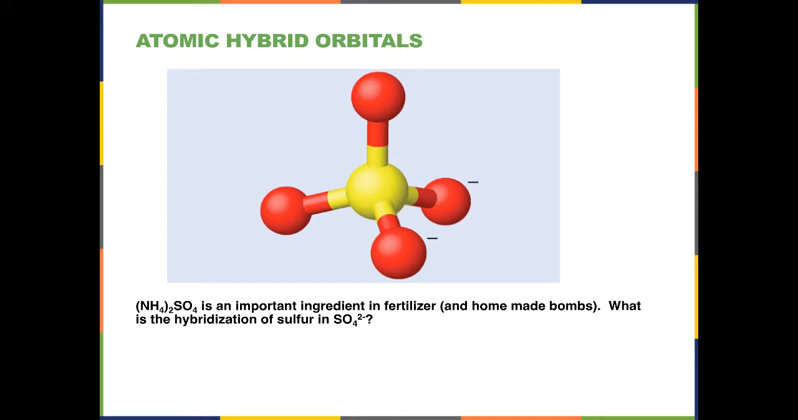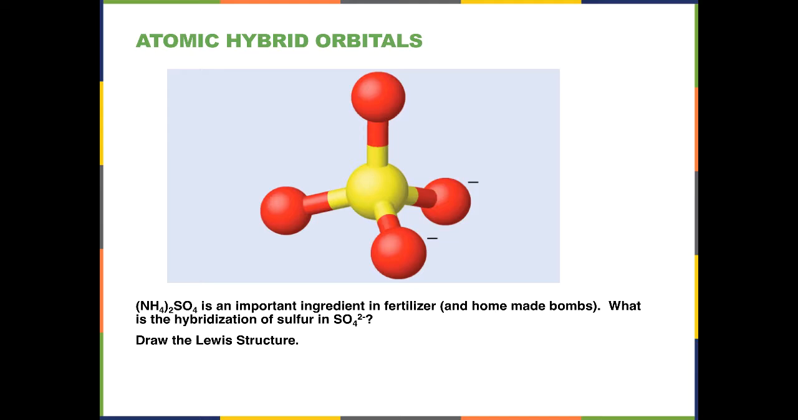So this is ammonium sulfate, which, as it says here, is an ingredient in fertilizer, and also is how Timothy McVeigh made the bomb that blew up that building in Oklahoma. So first of all, what is the hybridization of the sulfur in SO4? Well, how do we go about doing this? Well, the first thing we do is we draw a Lewis structure.